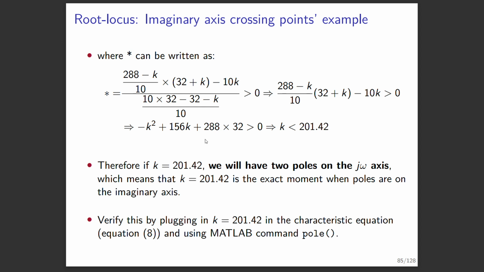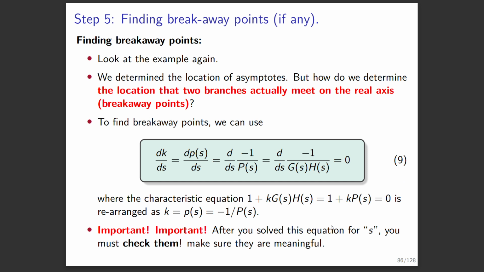Okay, so I've done the math. If I get k equals 201.42, then I'm going to get this star equation equal to 0, which means that we have an entire row of zeros. And what that means is that we have two poles on the j omega axis, which means that we have marginal stability. You can verify this by plugging in k equals 201.42 in the characteristic equation and checking the location of poles with MATLAB.